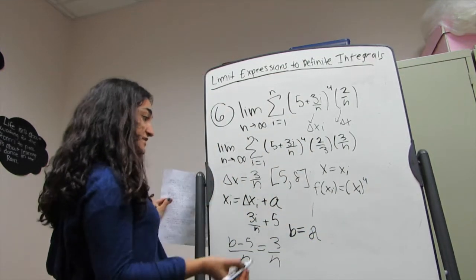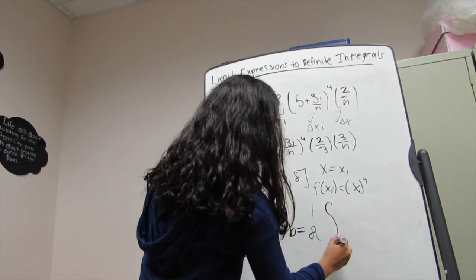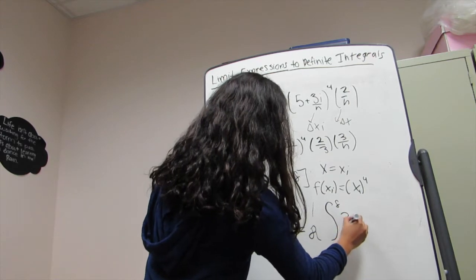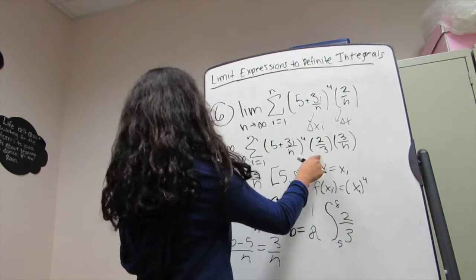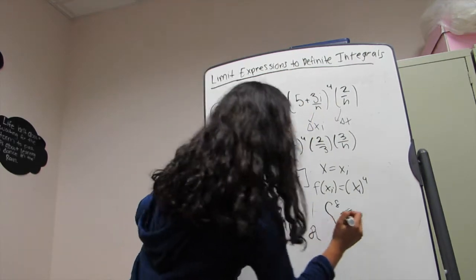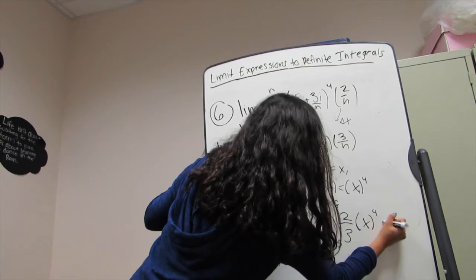So in the end, we can substitute this into the definite integral. So it would be from 5 to 8 of 2/3, since we can't forget our constant that we factored out from 2 over n, times x to the 4th power dx.